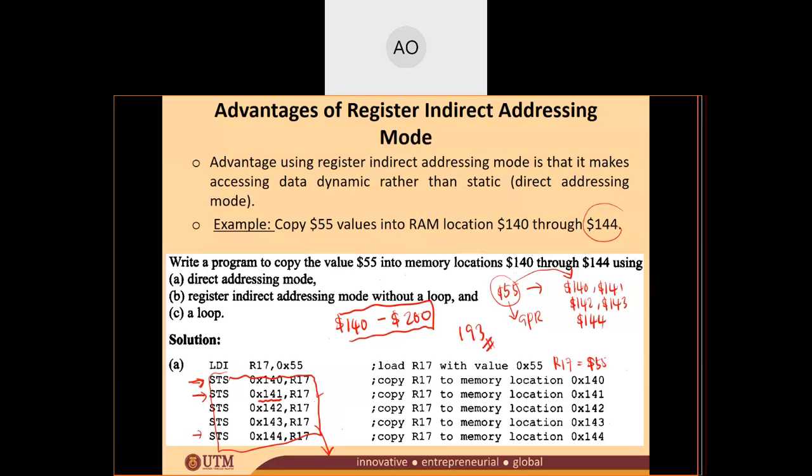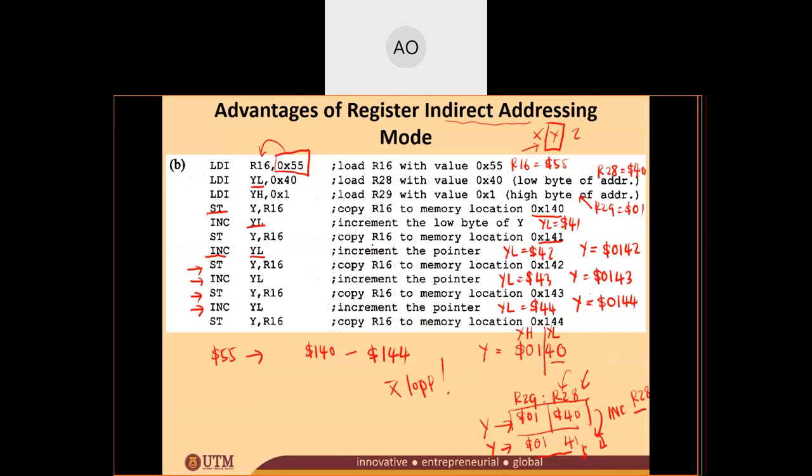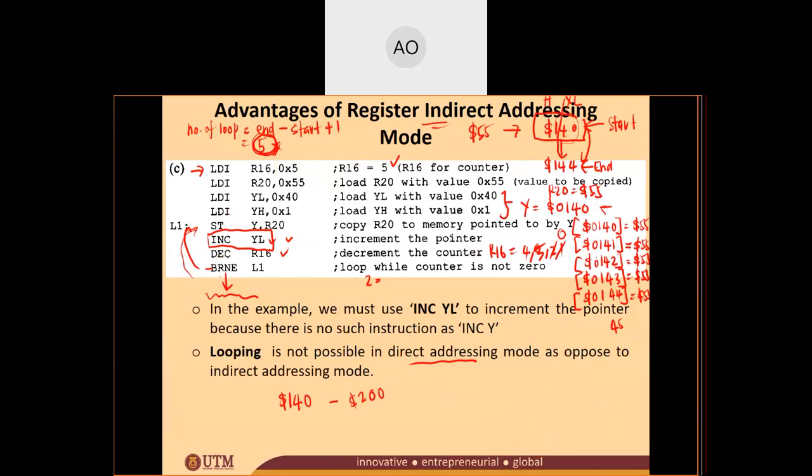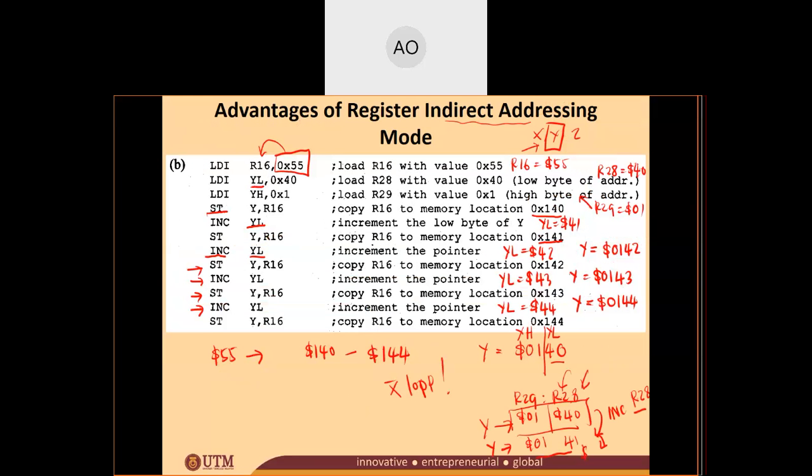So that's why the direct addressing mode is a static way of addressing the data, compared to indirect addressing mode. Using the indirect addressing mode, with a loop, don't use it without a loop. Without a loop you also need to copy the same instruction, these two instructions here, 193 times, which is not efficient.